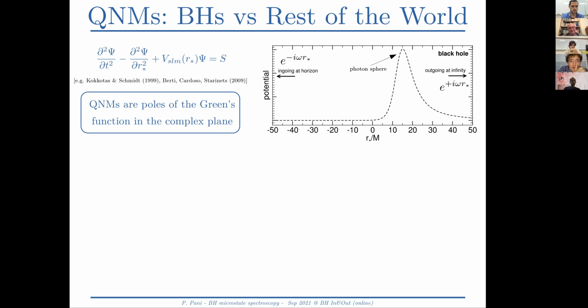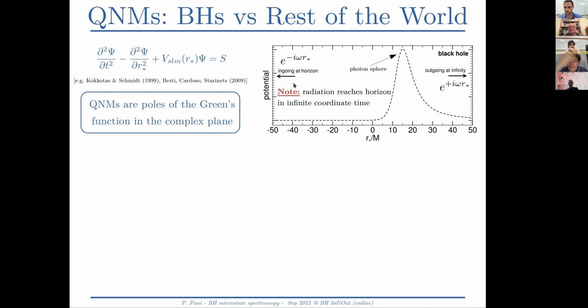Okay, so why are quasi-normal modes so important to test the horizon? The reason is that, from a more mathematical point of view, quasi-normal modes are the poles of the Green's function in the complex plane of a given equation of this form, which is a typical Schrödinger-like equation with an effective potential. In this coordinate, the horizon is at minus infinity, and plus infinity is the spatial infinity. And the maximum is due to the photon sphere of the black hole. So these quasi-normal modes arise by imposing outgoing boundary conditions at infinity and purely ingoing boundary conditions at the horizon, just because a classical horizon is a perfect absorber.